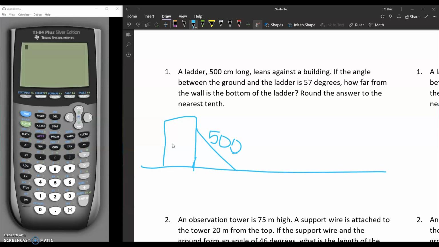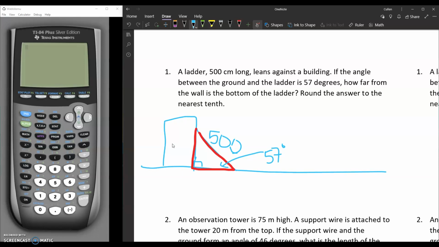Let me highlight the right triangle that's going on here. We can use right triangle trig because this makes a right triangle. Otherwise, we wouldn't be able to use these facts, but we can in this situation. It says that the angle between the ground and the ladder is 57 degrees. So here's the ground and here's the ladder. So the angle between them is right there. So that is 57 degrees. All right.